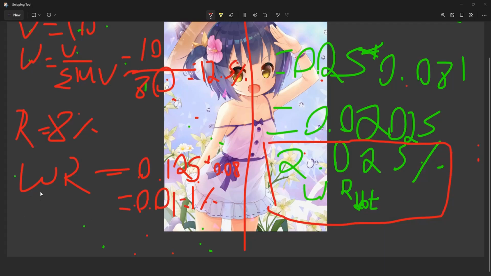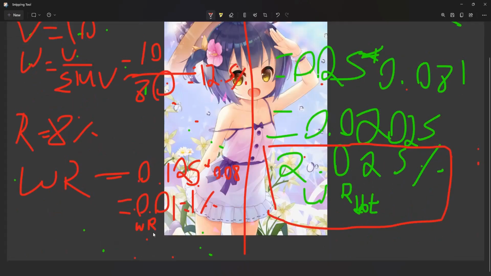Now that we have the weight rate for this one, we need to save it. So this is the weight rate of, what was this again? Oh, preferred stock. And we will encompass this one in a lovely shade of green.